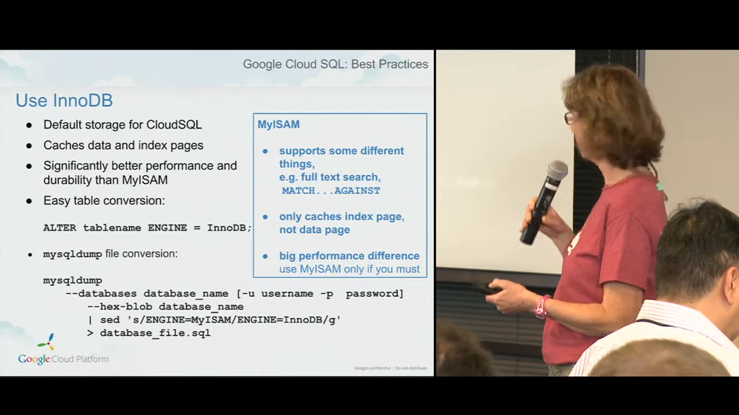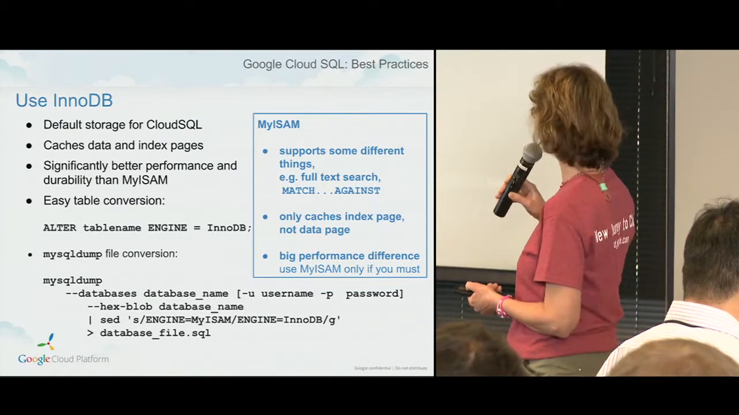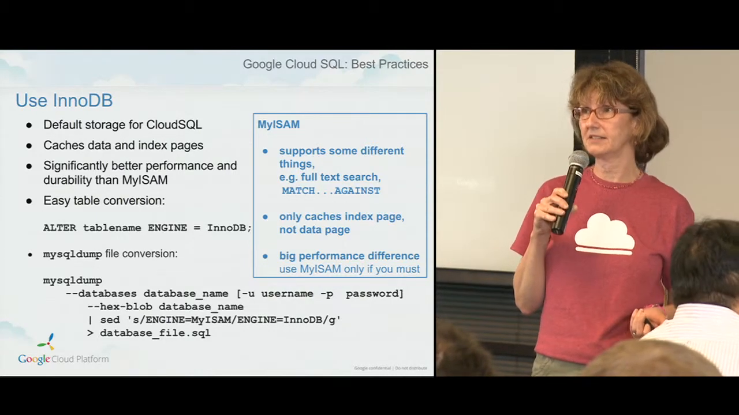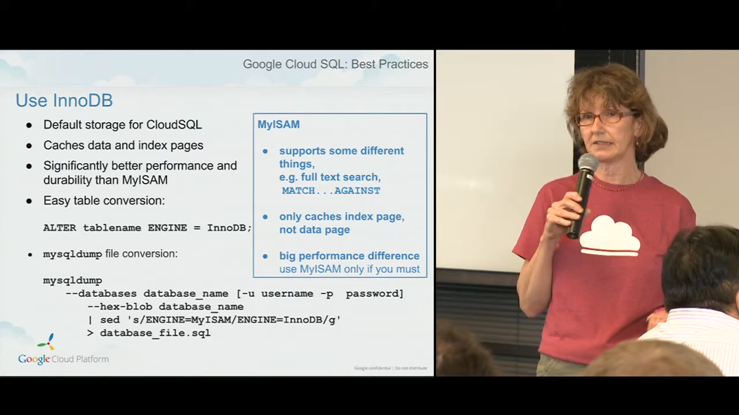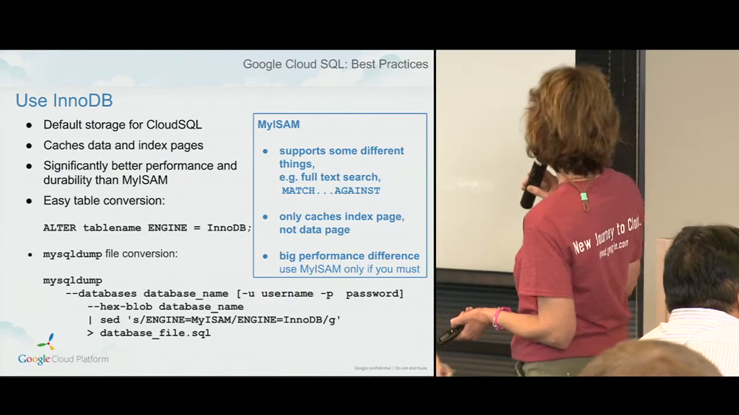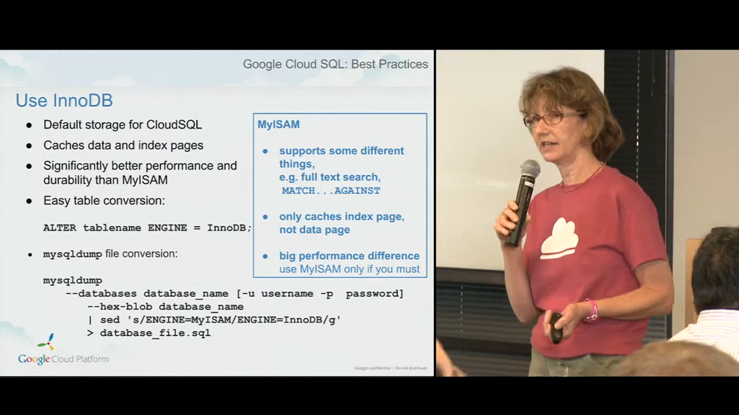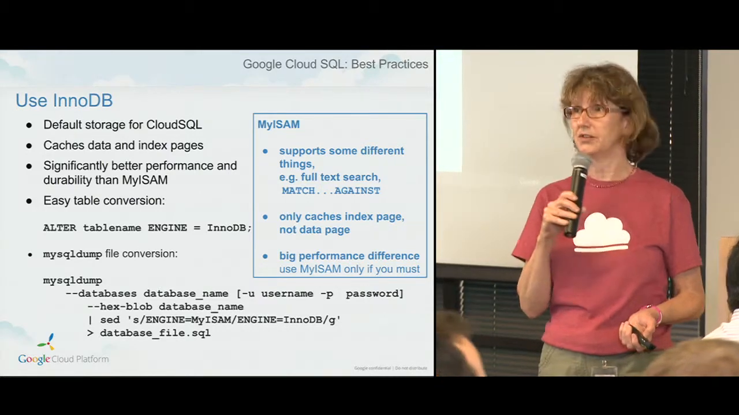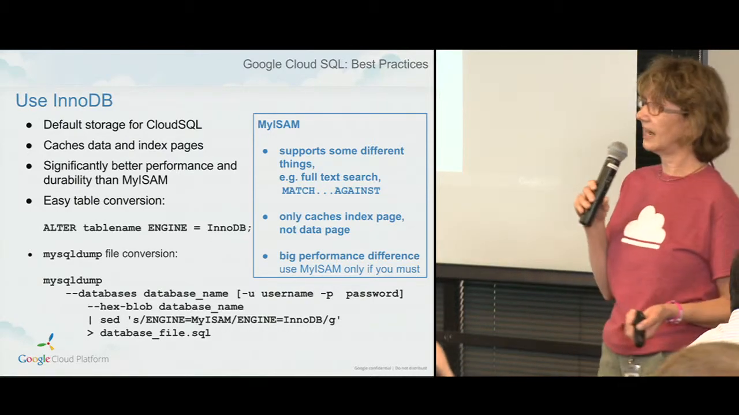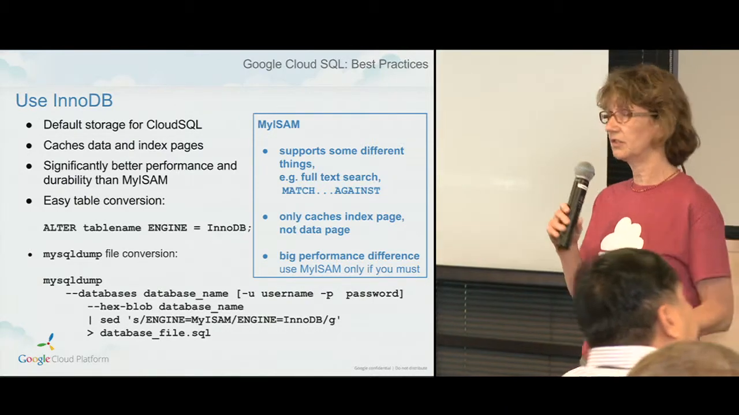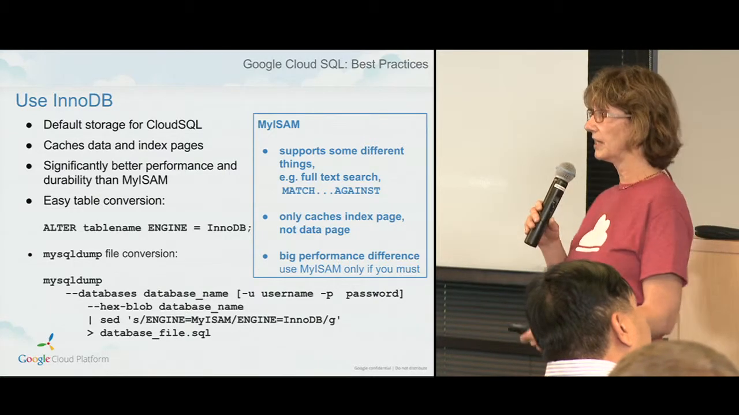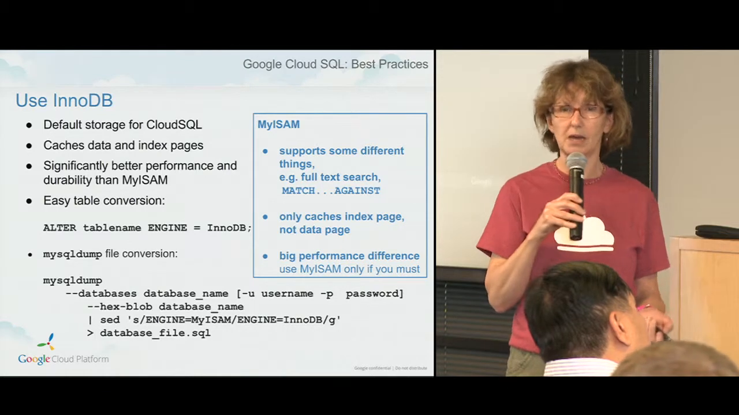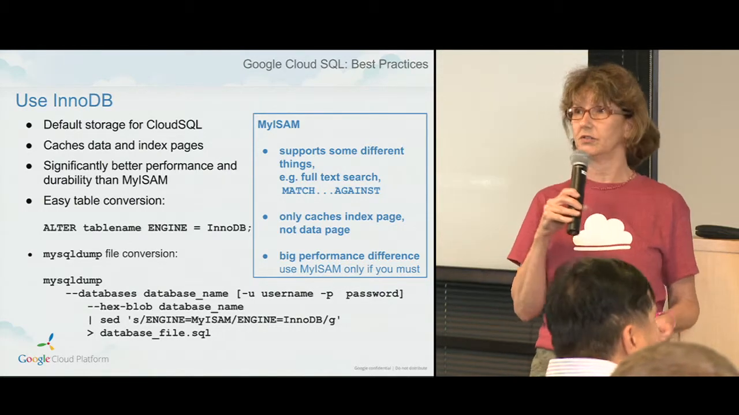So MySQL uses InnoDB as the default database engine. Some of your databases might use MyISAM. MyISAM only caches the index, doesn't cache the data like InnoDB does. So we strongly recommend that you use InnoDB. When you create a Cloud SQL instance, it's not a problem. It's going to use InnoDB by default. But if you're bringing in data from a different database that uses MyISAM, you may want to convert it to use InnoDB.